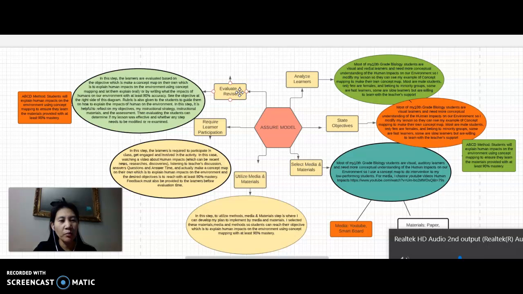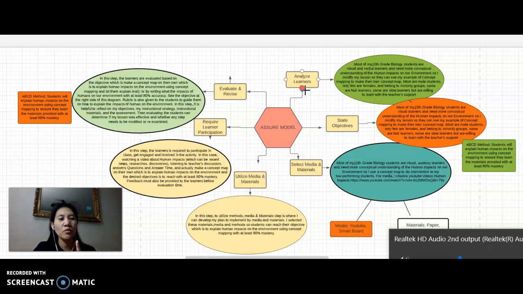So for this, the ASSURE model is helping the teacher or the learner to improve the design to fit the learner's needs. So there are three things that went well with my project using the ASSURE model.